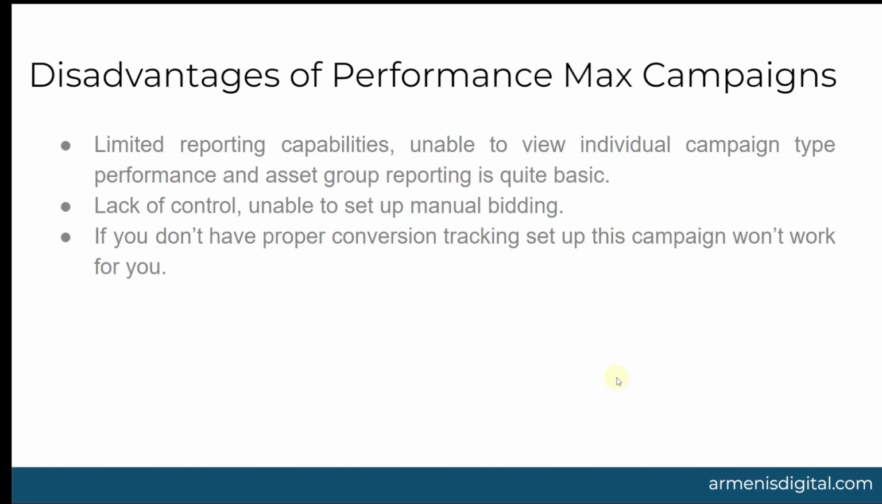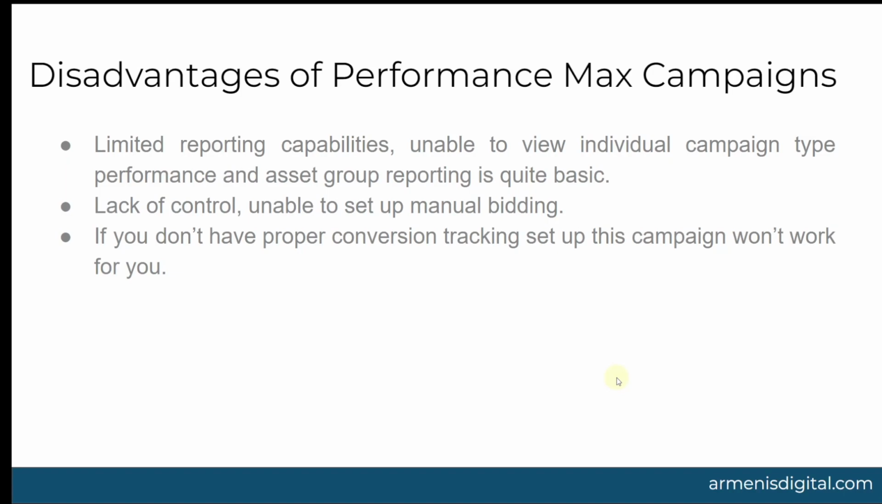Lack of control. We're not able to utilize any manual bidding. The only thing we're able to do is set a target ROAS. So this campaign optimizes for conversions, and we can set a target ROAS there. If you don't have proper conversion tracking in place, guys, this is really not going to work for you. And I come across so many accounts that still don't have proper conversion tracking set up. Make sure you set this up if you're going to use any smart bidding strategy, right?